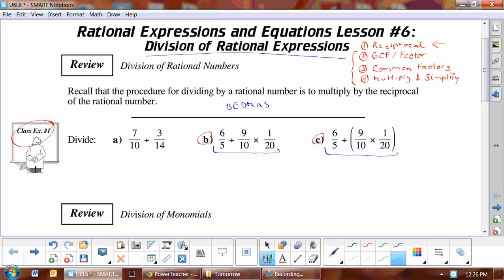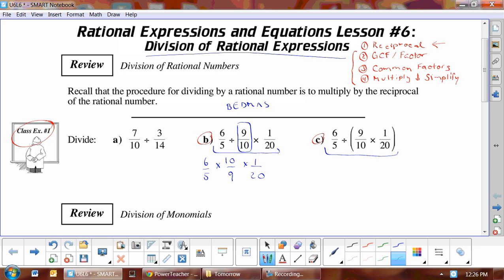And so in our first one here, we don't have any brackets or exponents, but the division and multiplication we always do left to right. So we're going to do our division first. So before anything, we get to take the reciprocal of that. So 6 over 5 times 10 over 9 times 1 over 20.